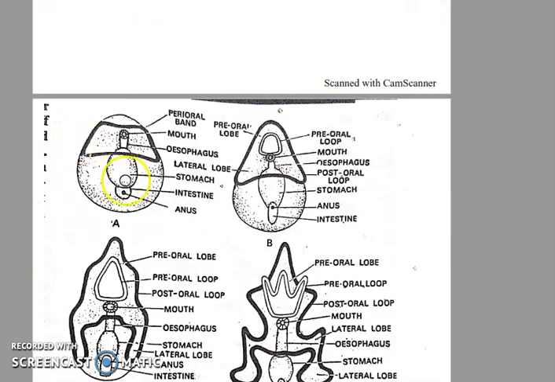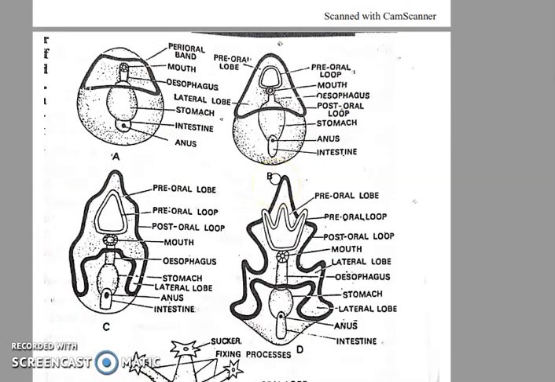Now, the second thing: after a while this Dipleurula larva changes into the second larva, that is the Bipinnaria larva. Okay, what are the main changes that occur during the formation of the Bipinnaria larva from this Dipleurula larva?